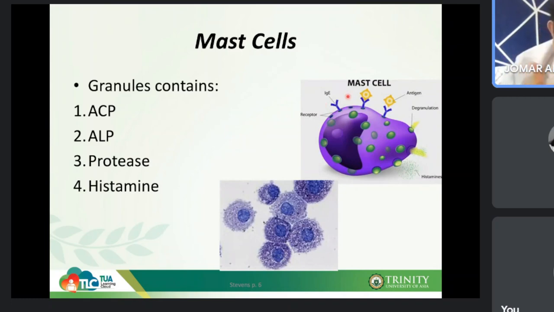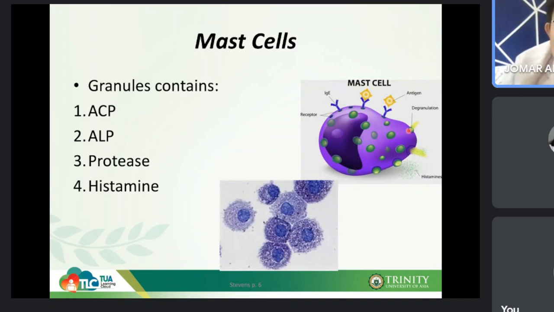So, kanina, I mentioned that your basophil stimulates the production of your immunoglobulin E, IgE. And those IgE not only respond to your basophil and your eosinophil, they also respond to your mast cell. They attach to your mast cell, and once the antigen is present, take for example, a particular individual is allergic to nuts. And kumain siya ng peanut, so ayan, the antigen will be binding to the IgE, binding to your antibody, and the binding will lead to the granulation.